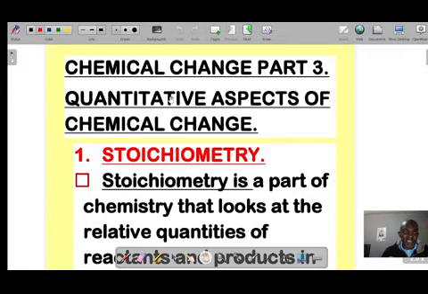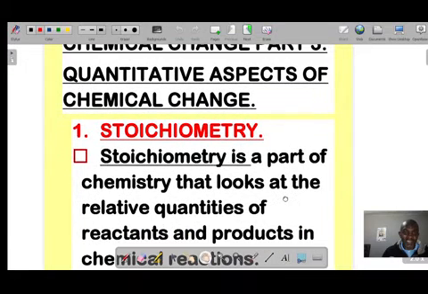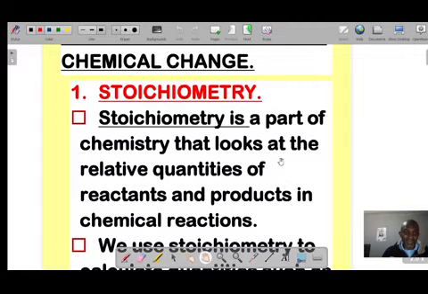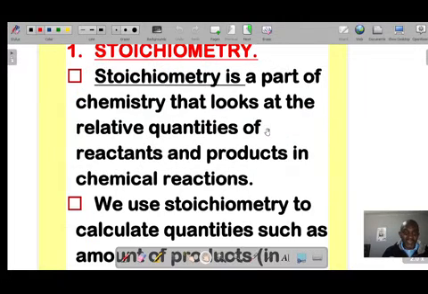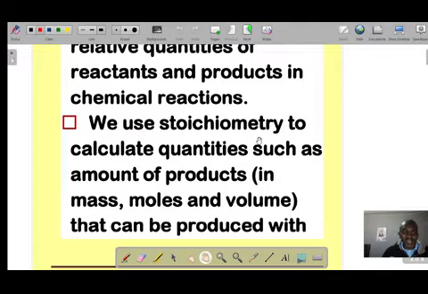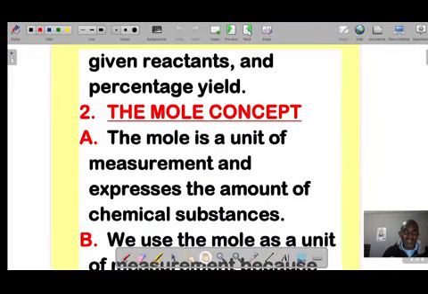This is about quantitative aspects of chemical change, and specifically it's called stoichiometry. Stoichiometry is a part of chemistry that looks at the relative quantities of reactants and products in chemical reactions. We use stoichiometry to calculate quantities such as the amount of product in mass, moles, and volume that can be produced with the given reactants and the percentage yield. So this brings us to the mole concept.